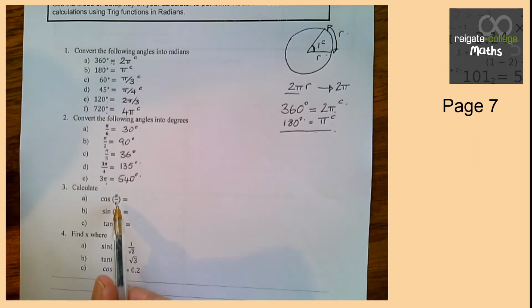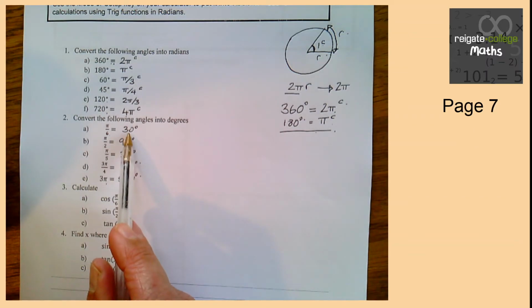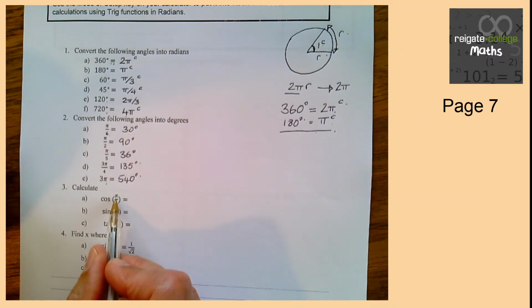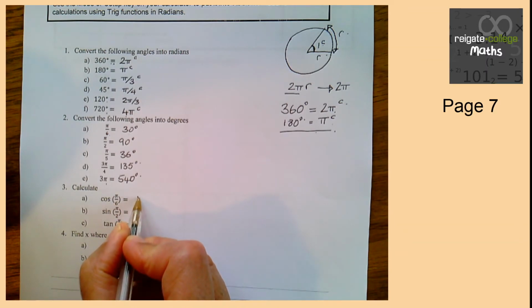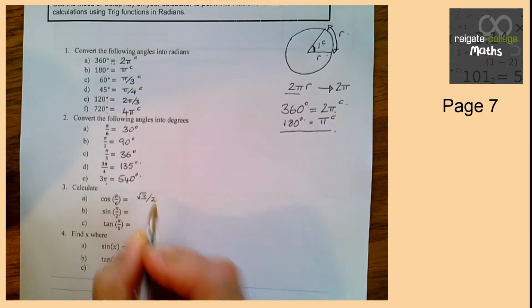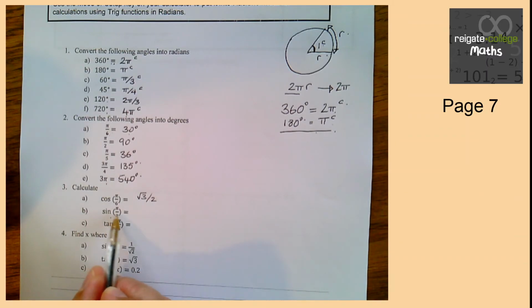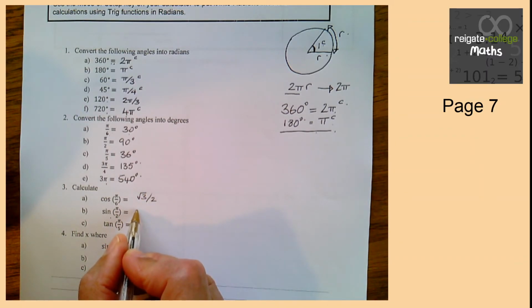If you're asked to work out sine, cos and tan of angles like this, you can turn your calculator into radians mode and simply put it into your calculator, or you can think of the conversions that you already know. So we know that pi by 6 is 30 degrees, so cos of 30 degrees is root 3 over 2. But you can always use your calculator for these. This is the same as sine of 90. Sine of 90 is 1.